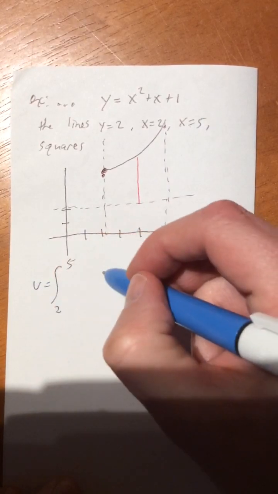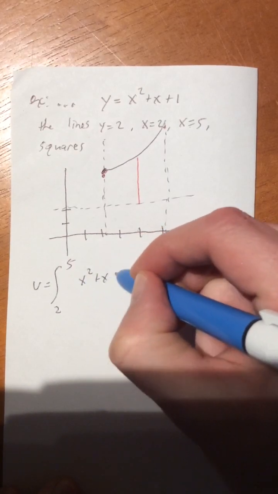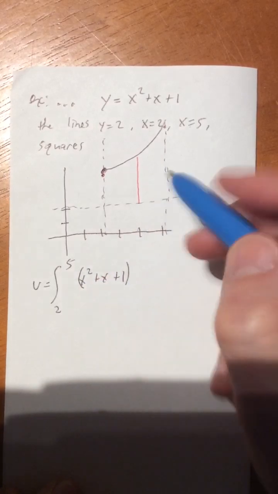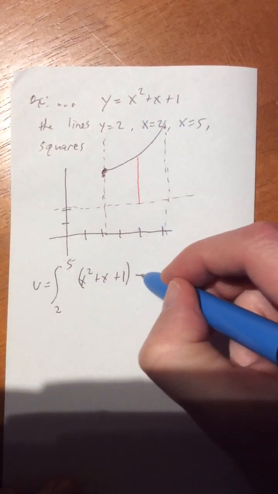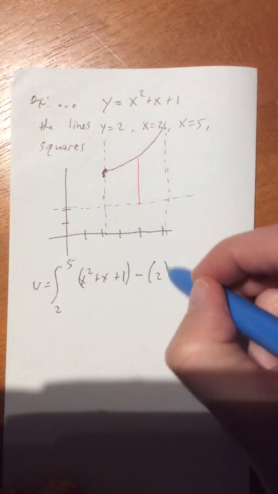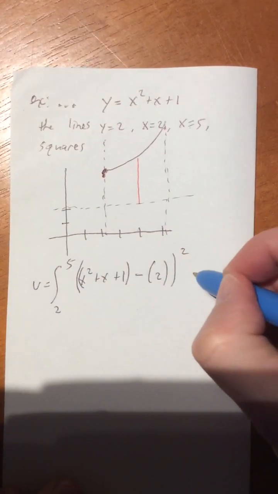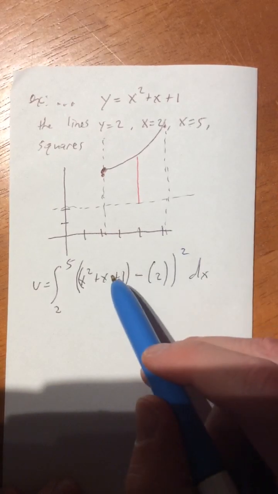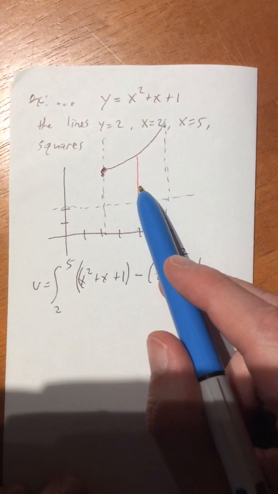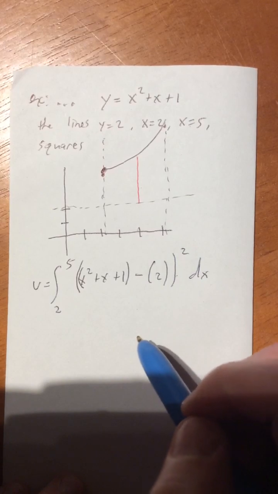Volume equals the integral from 2 to 5. And we have this thing right here, x squared plus x plus 1. I'm just going to make some extra parentheses here, even though I don't need them. It's that thing minus this line right here, minus 2. And I put all that in parentheses, and I square it, because what we're doing here is, again, finding the area of a square, and we're integrating the area of something. We're integrating the area of a square, and so all we need to know is what the side is, and then we square the side, and we're golden.